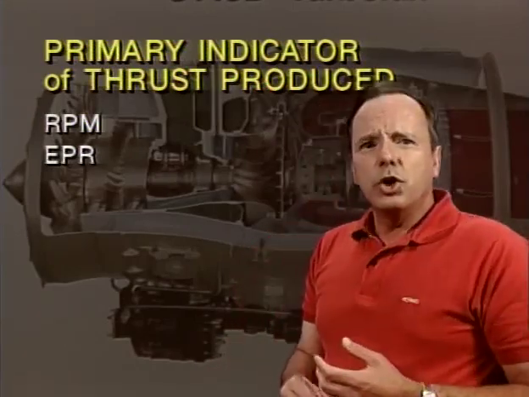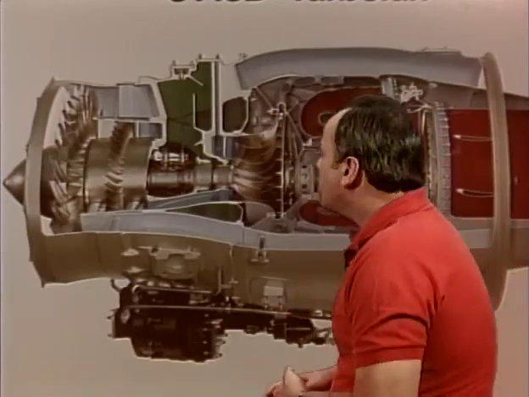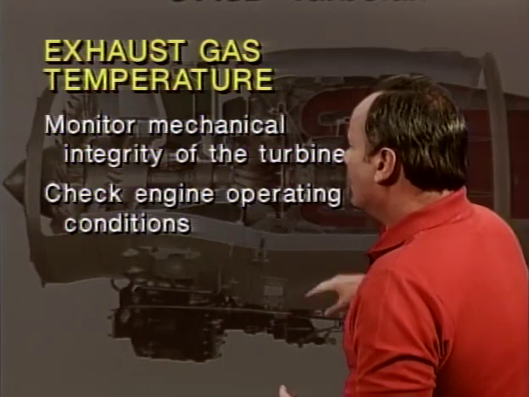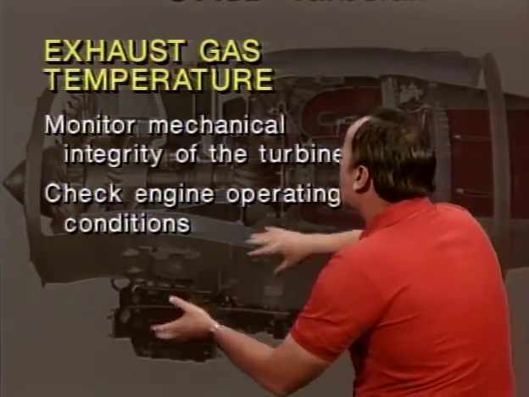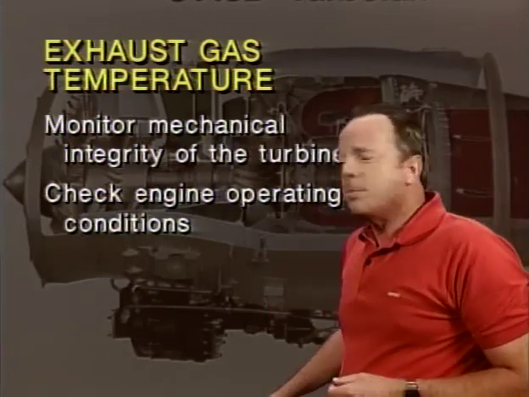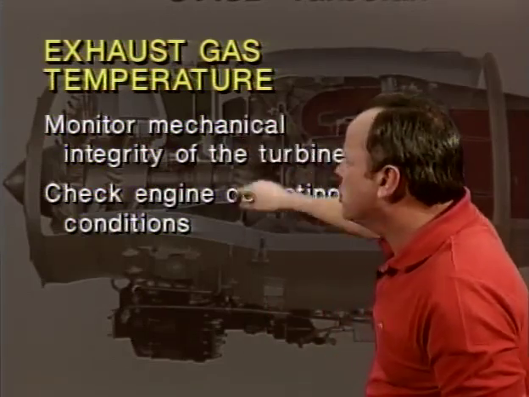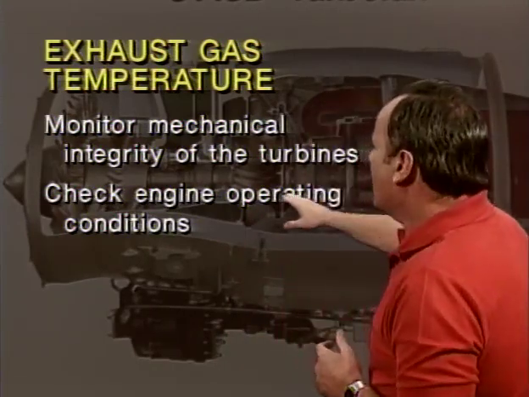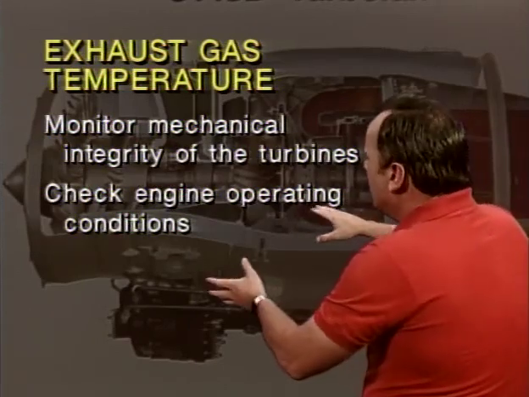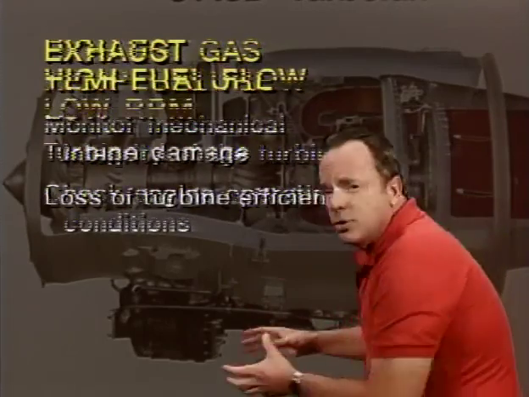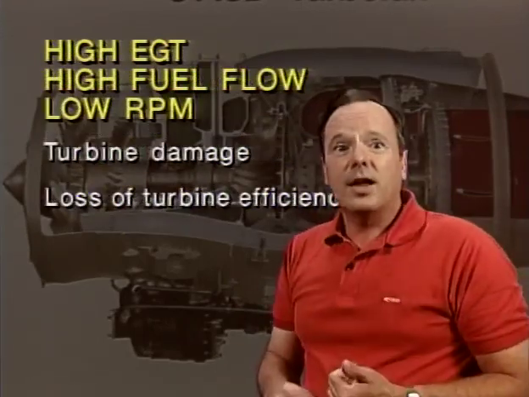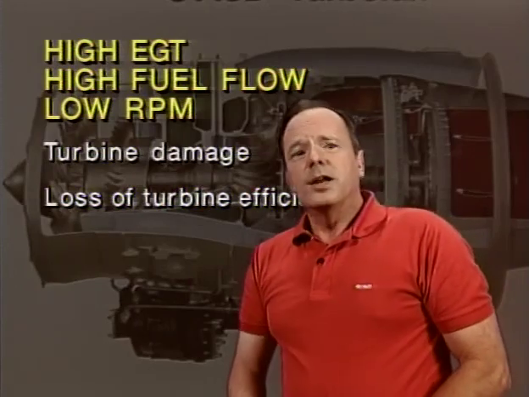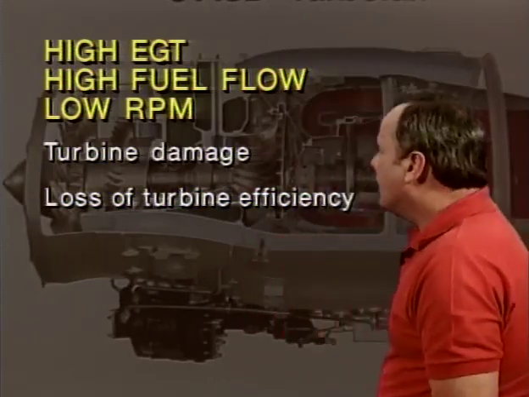Now let's assume that you want to know how well the engine is working. Does it have mechanical integrity? Is it putting out power? Well, one of the things you would look at is exhaust gas temperature. And the reason you'd look at exhaust gas temperature, it tells you how much fuel and how much heat there is in the engine for a certain amount of power. So exhaust gas temperature is used to monitor the mechanical integrity of the turbines, as well as to check engine operating conditions of a turbine engine. And high exhaust gas temperature tells you that engine is not doing as well as if it had a cooler exhaust gas temperature.